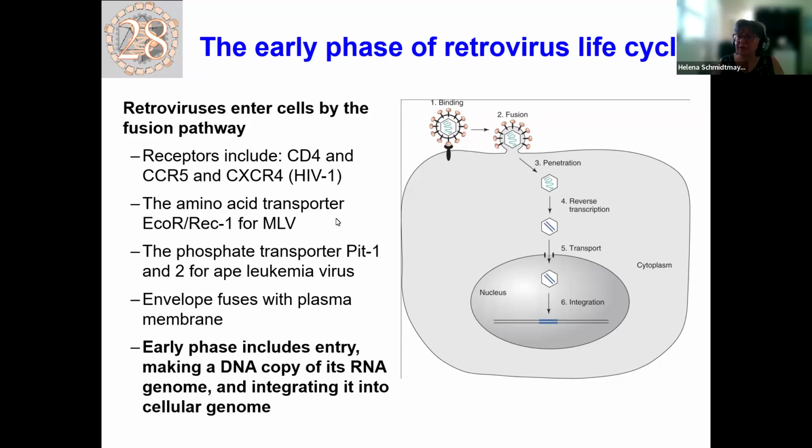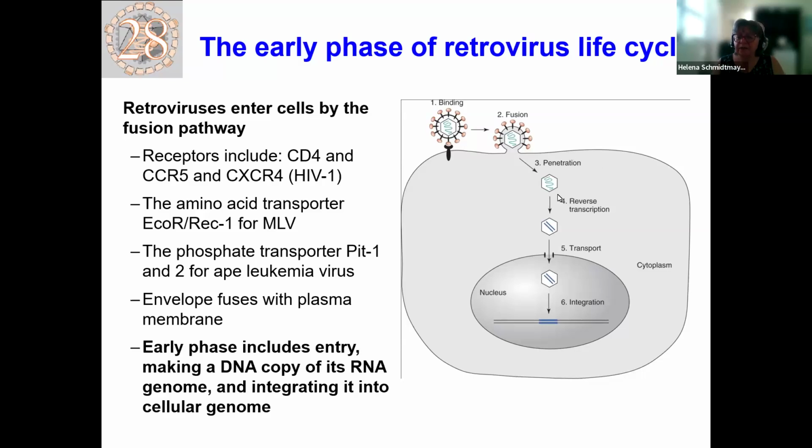MLV uses an amino acid transporter. Avian leukemia virus uses a phosphate transporter, and so on. Once a surface glycoprotein binds to receptors, this triggers conformational changes which open the fusion protein, which inserts into the target cell membrane and triggers fusion of the viral membrane and the cellular membrane.